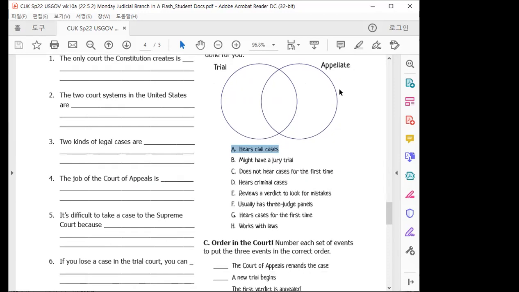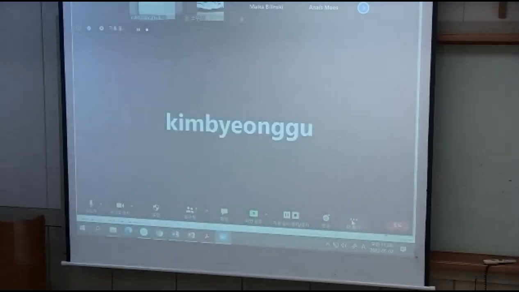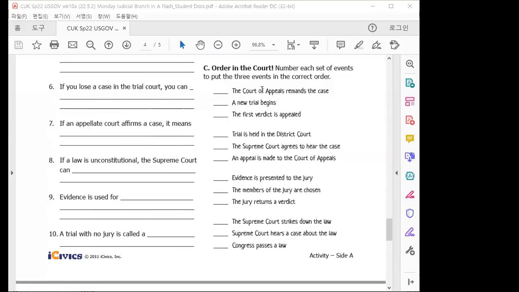And room C. So room C, who's room C? And let me see if I can do this right here. Room C is Juliet. Okay, Juliet. So 1, 2, 3. So what is first in this sequence of events here? I said that the first of the 3 is the first verdict is appealed. Okay. Then the Court of Appeals remands the case and a new trial begins. Okay. All right.